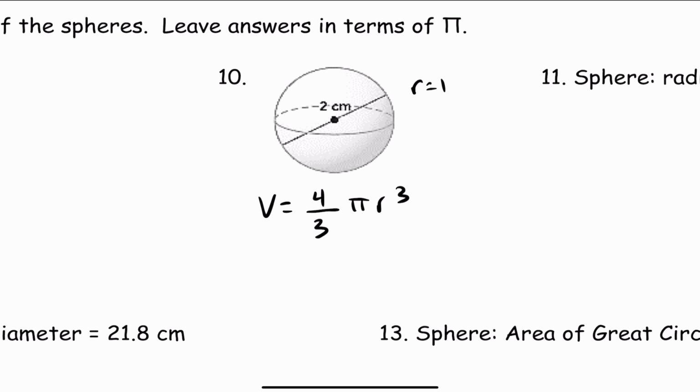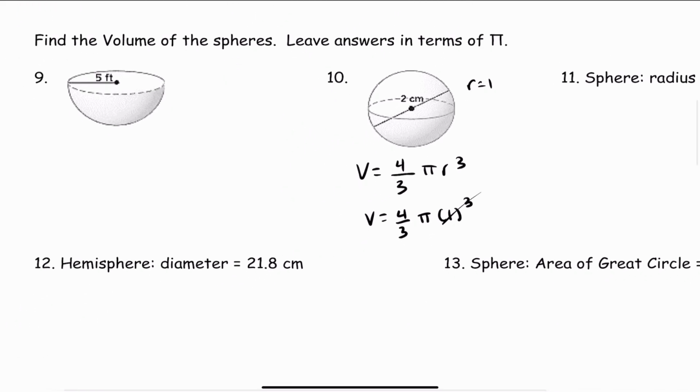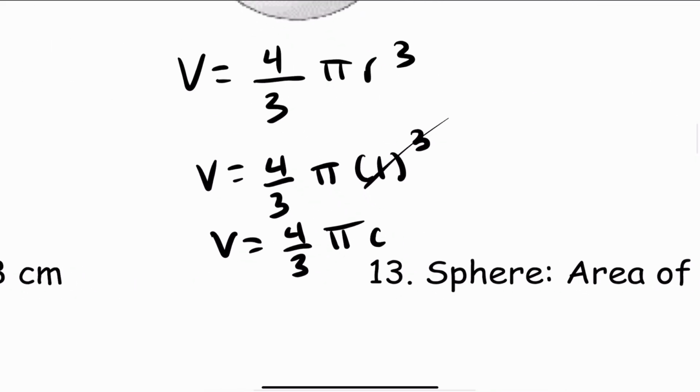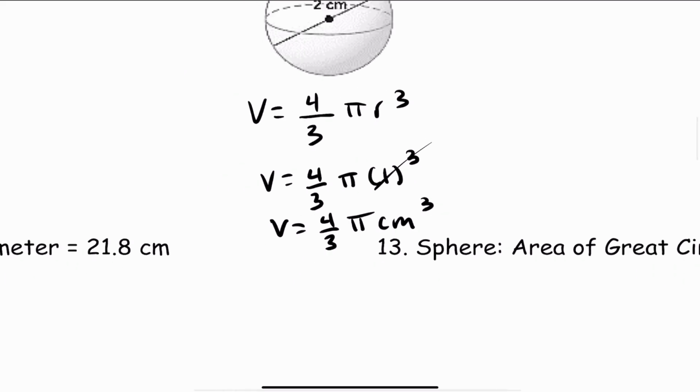So what do I do? Well, if the radius is 1, you get v equals 4/3 pi 1 to the third power. And 1 to the third power is 1 times 1 times 1, which is just 1. So this just goes away. So you can say that your answer is v equals 4/3 pi cubic centimeters, and that'll be your answer.